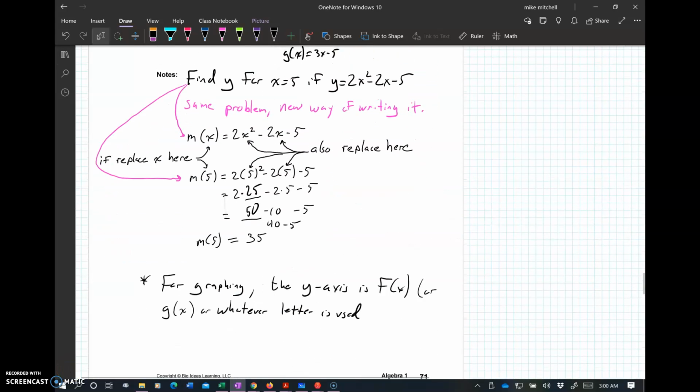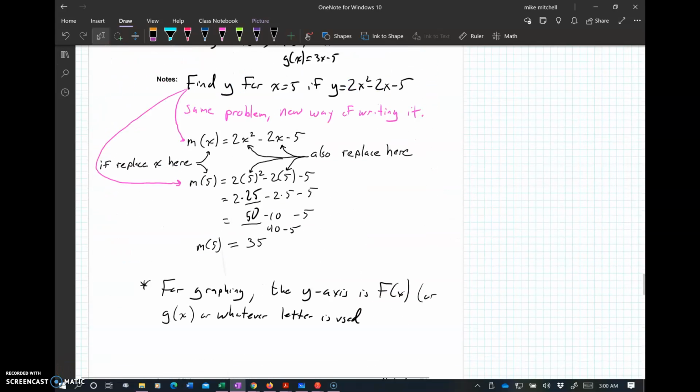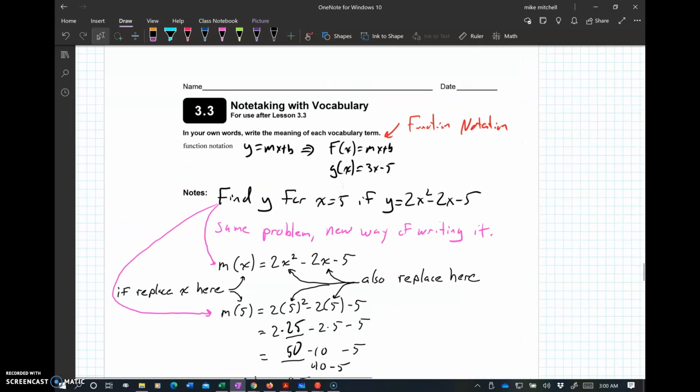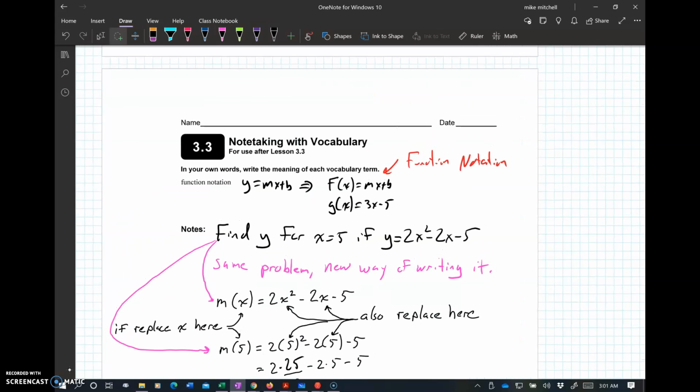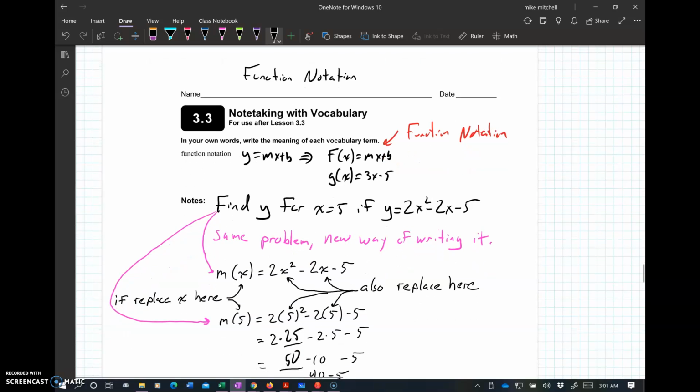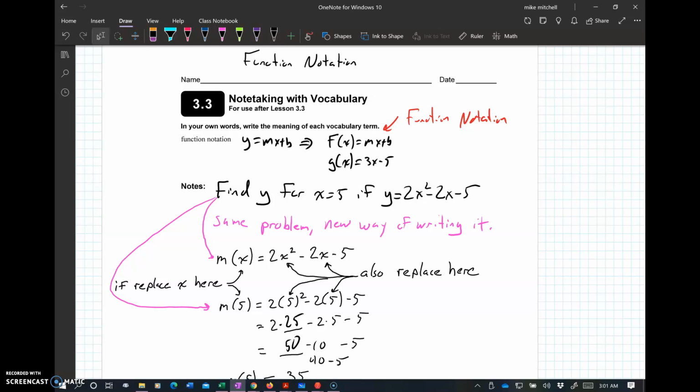Welcome to 3.3 in your Algebra 1 journal, page 71. This is function notation, this section. And we have just a little bit of notes and a lot of examples here. So, function notation. Got that listed right there.